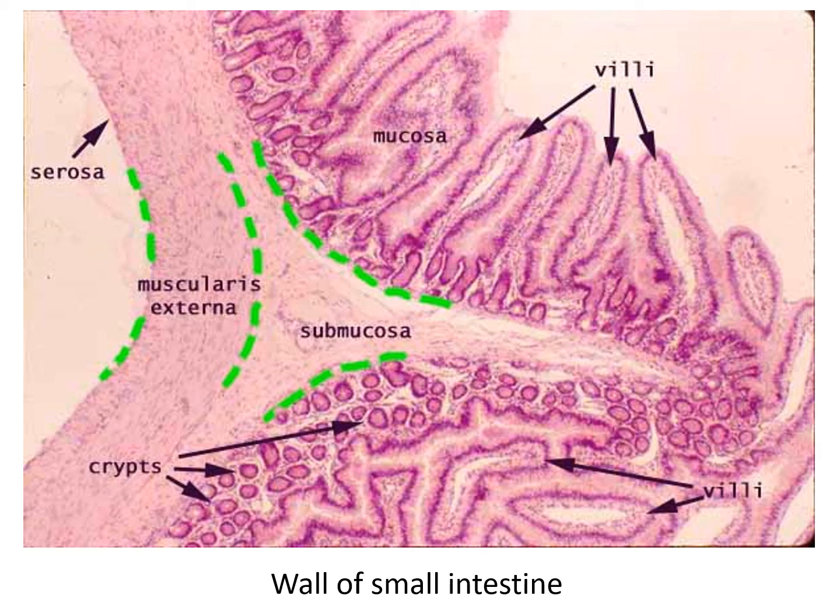So this is just a slide. We're looking at a section of the intestine with a light microscope. You can see the villi there. You can see the different layers we've talked about. The serosa, of course, is on the outside of the intestine.